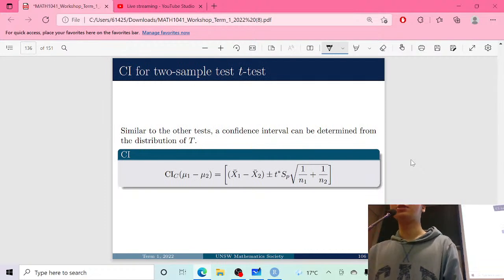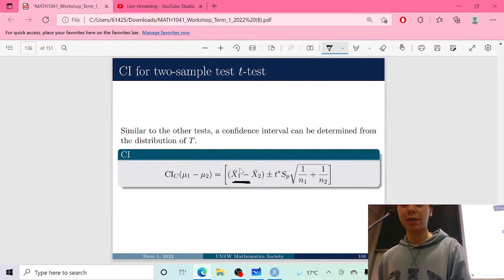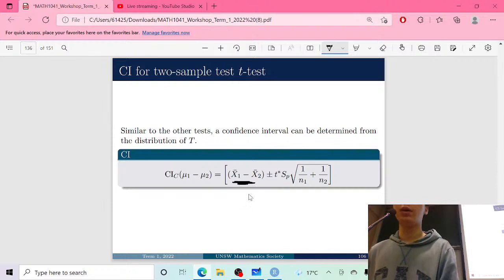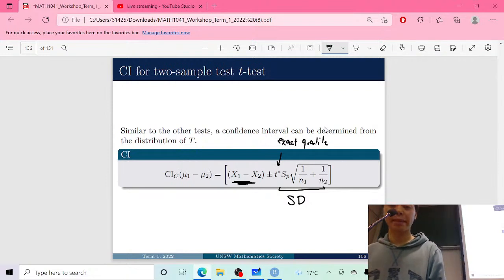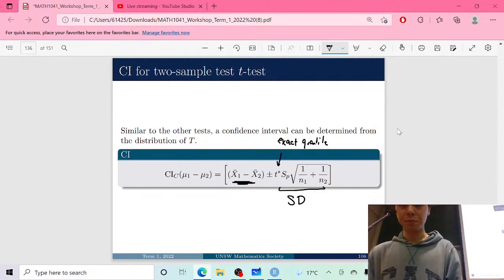And again, we can always construct a confidence interval. It's exactly the same as what we should expect. The only difference is that this time, because we're dealing with whether the means are the same, the average is going to be x1 bar minus x2 bar. So we're looking at the difference between the two, and then everything else follows the same. This is going to be your standard deviation, and this is going to be the exact quantile as well, and that comes from your t-distribution. Cool.